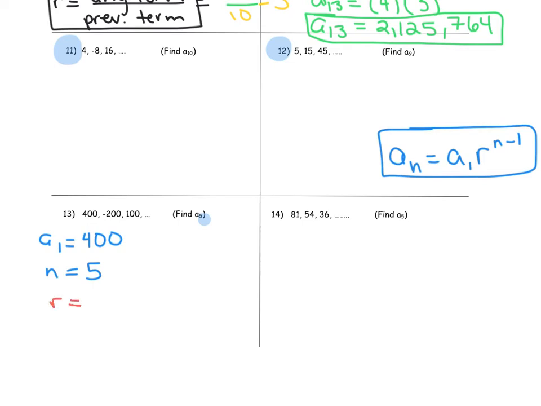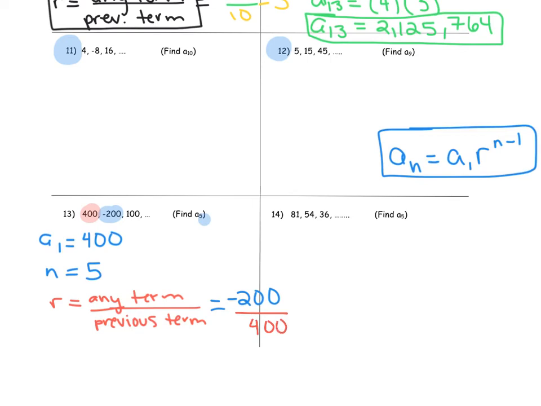Well, remember, you guys have to use the formula I'm telling you to use. R is any term divided by the previous term. Well, if I take any term, so let's take this, I don't know, negative 200, and I'm going to divide it by its previous term. So its previous term would be the 400.